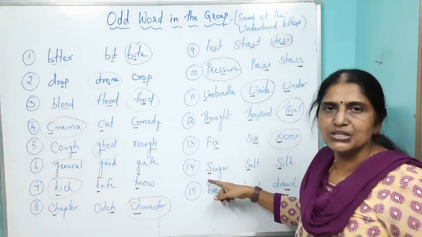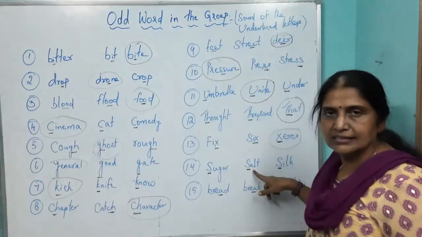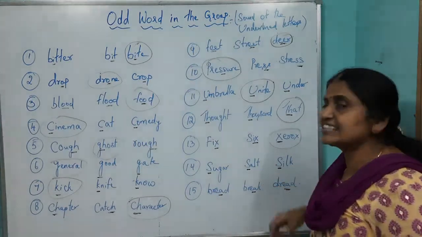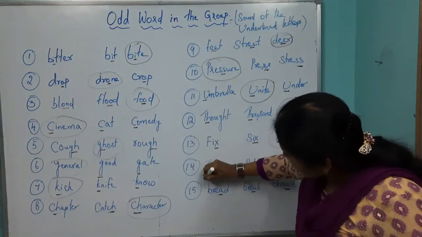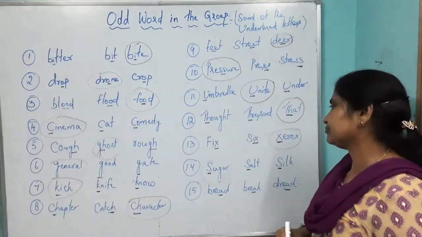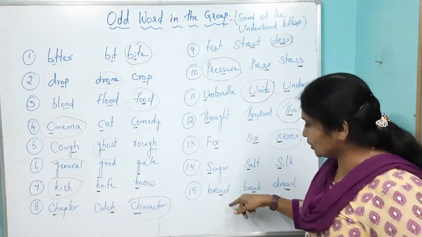Sugar, shoe, salt, silk. S is sha in sugar. Salt, salt, silk, sa. So, this is the sha sound. Others, sa sound. The last one. EA, we have to check those two words.